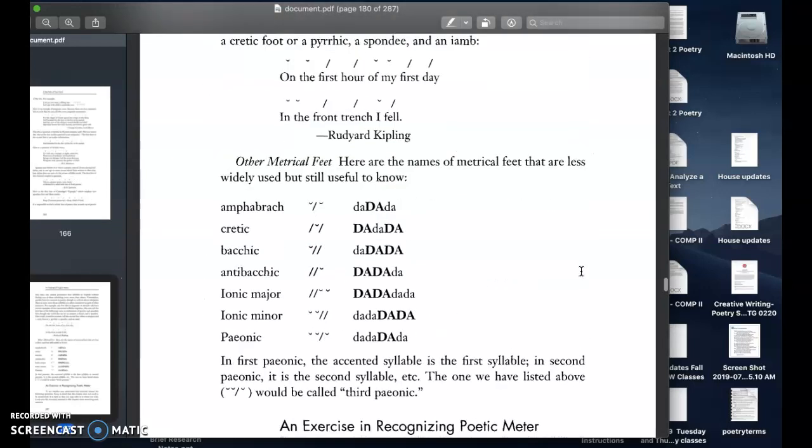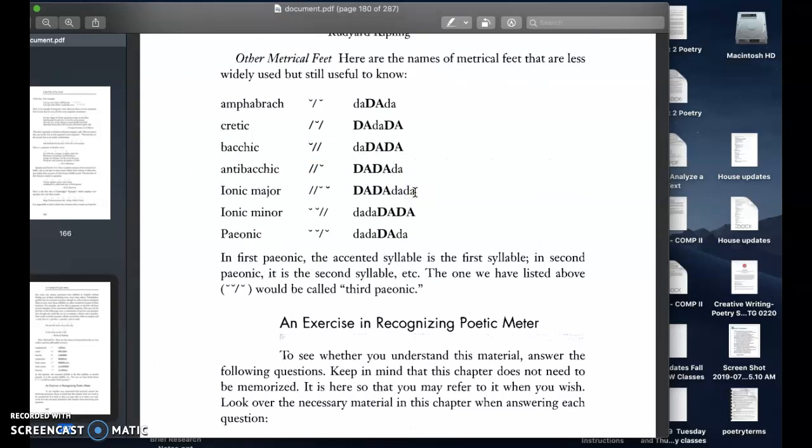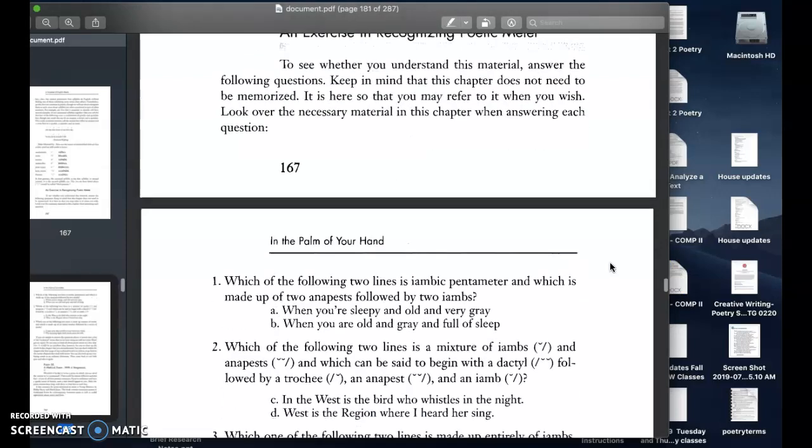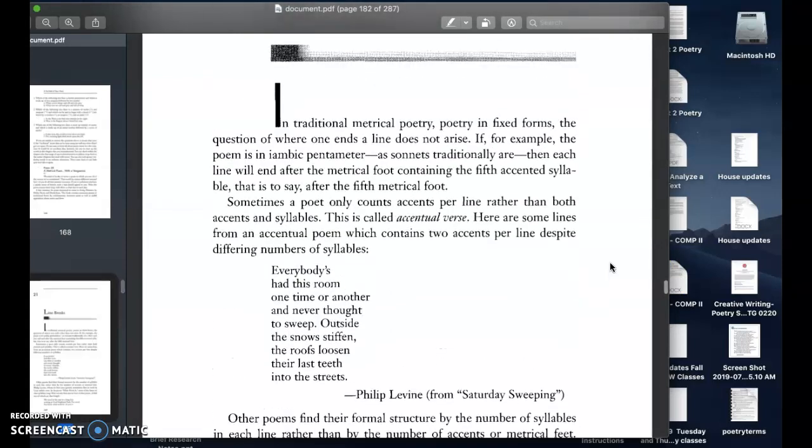So I think you should go back and look at and memorize some of these definitions. Not having a test, nothing like that. I just think it's good to know when you're looking at poetics, especially the meter. So that's really what that chapter is made of.